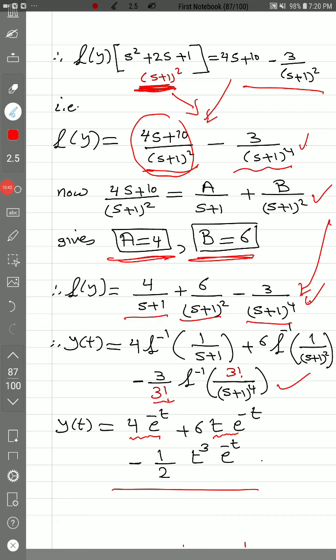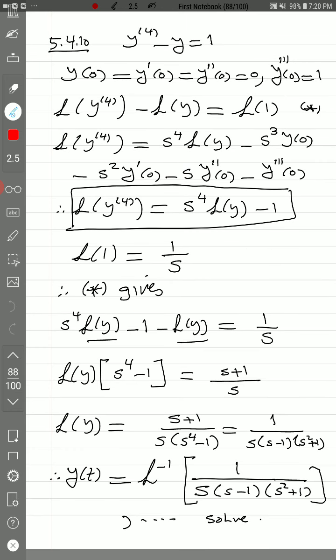Okay, and now as we see, it's very easy to calculate things. The most important is how to calculate the inverse, because y of t is coming from the inverse of all these functions of s. And we use the table, we try to put it in the standard form. Let's go for another exercise, the second page. It's a fourth order differential equation. I put it here. Fourth order, it's number 10. And it's given 4 conditions for the initial.